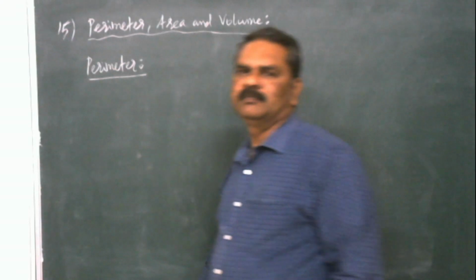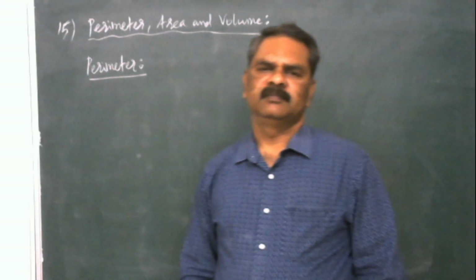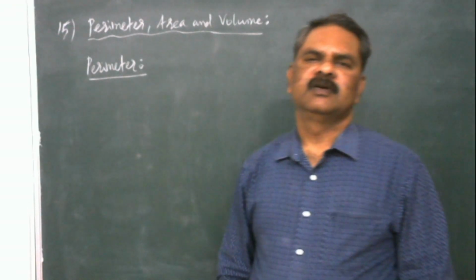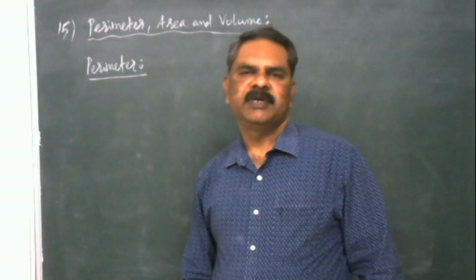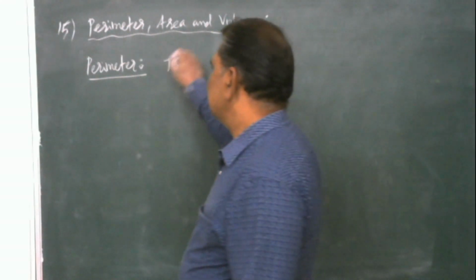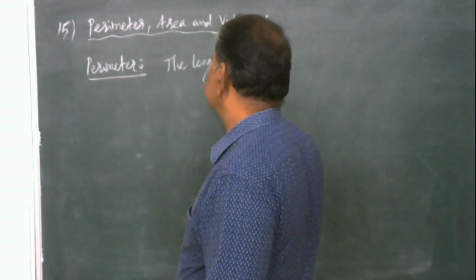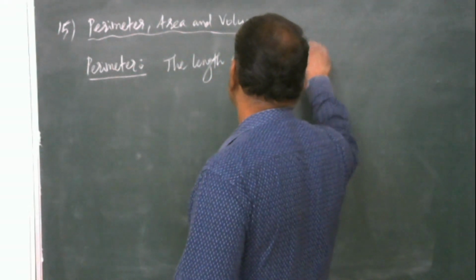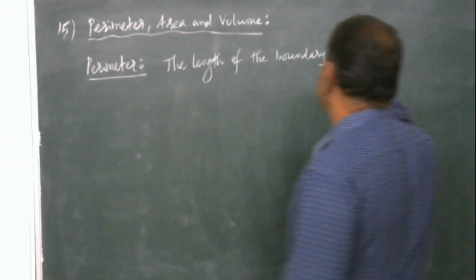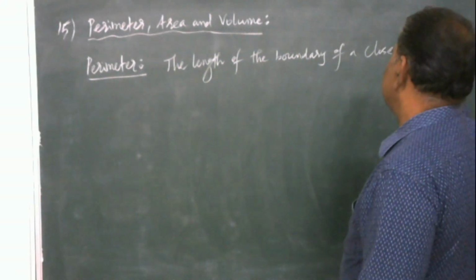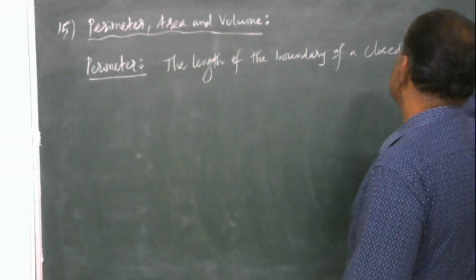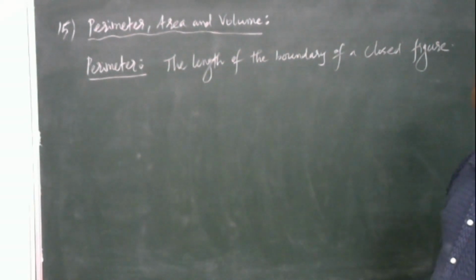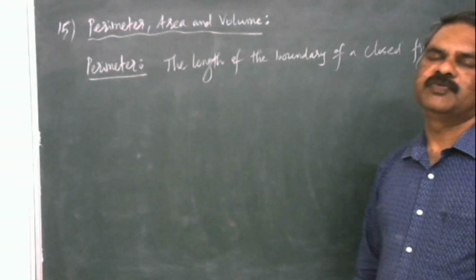What is perimeter? For any closed figure, we move around the figure once. The distance travelled is called perimeter. In other words, the length of the boundary of a closed plane figure. The length of the boundary of a closed figure is called perimeter.